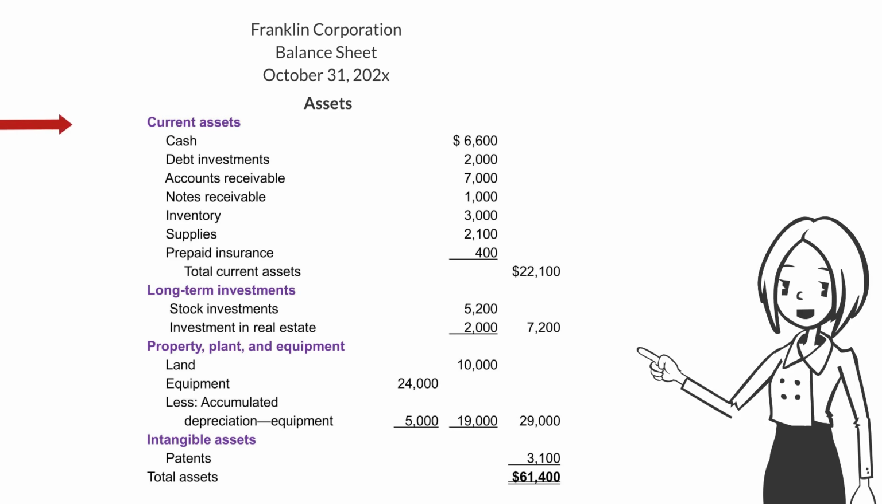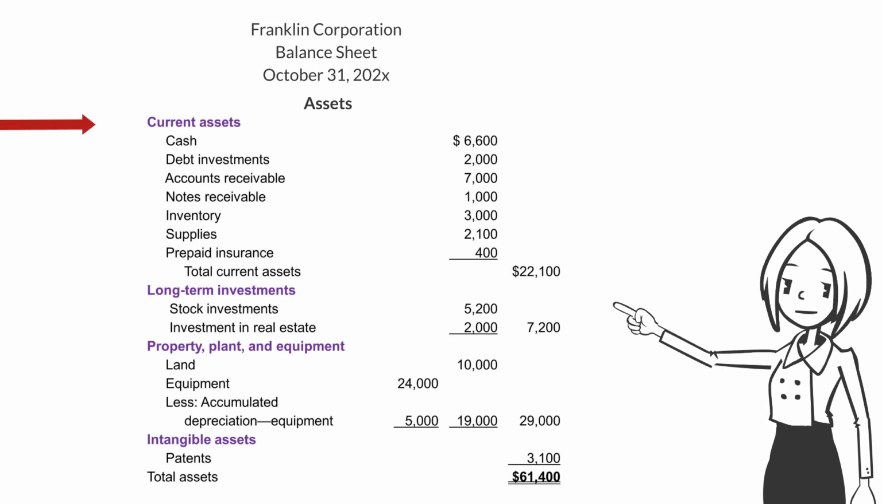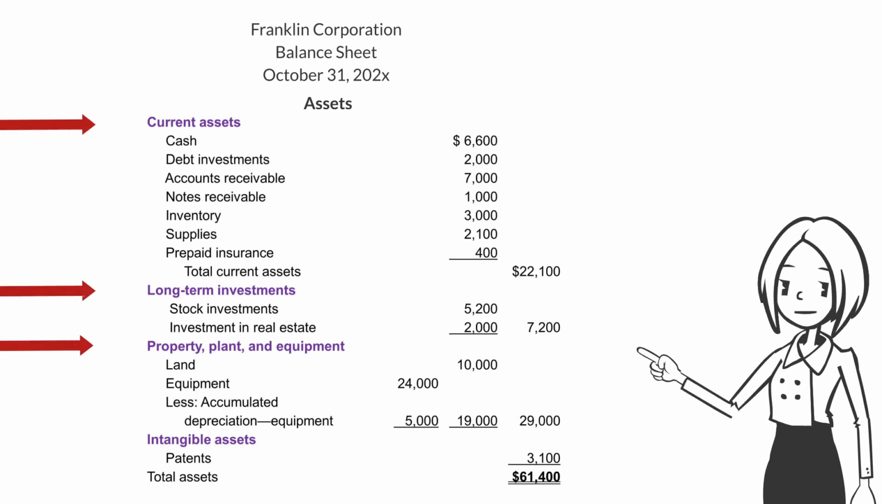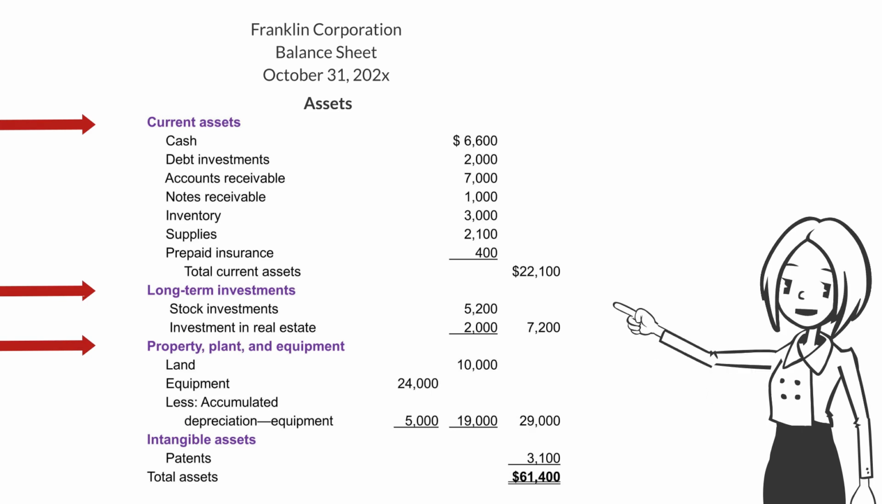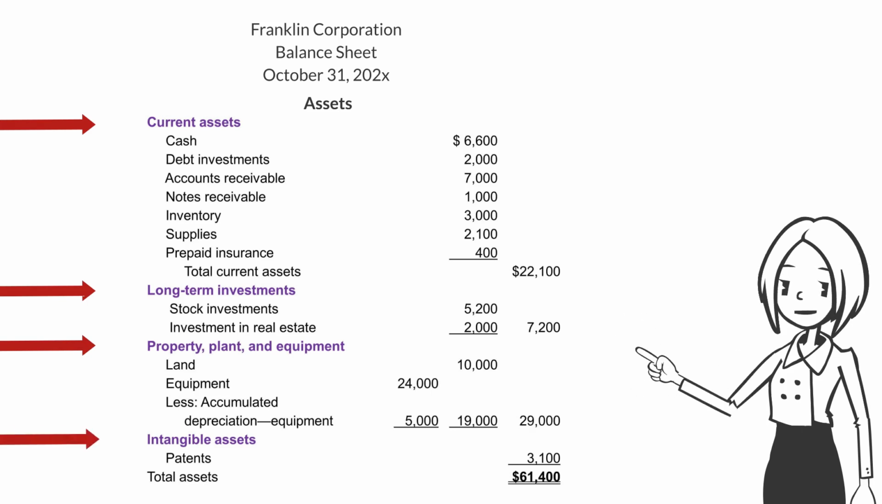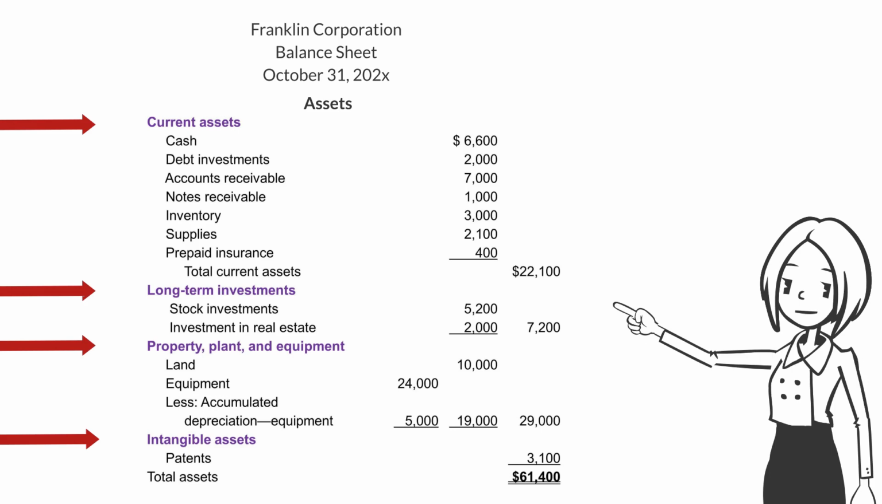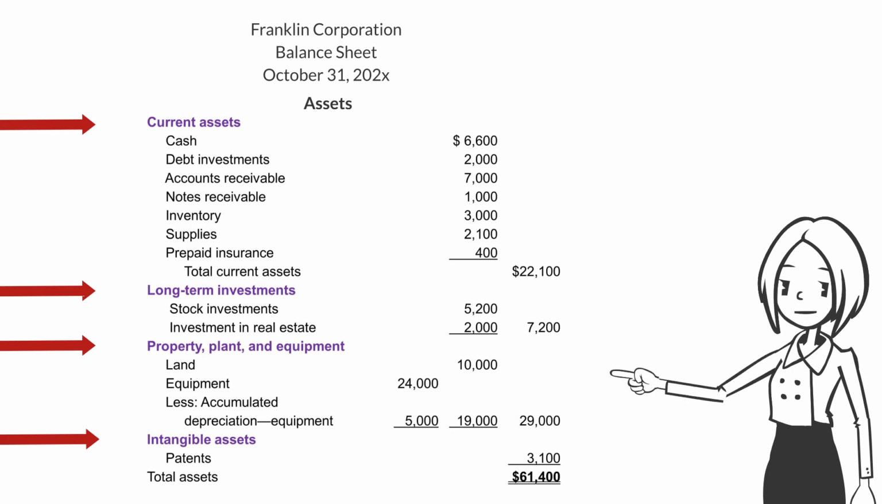We list our current assets first, followed by long-term investments, then property, plant, and equipment, and lastly, intangible assets. We'll talk about each of these classifications in detail. These groupings help financial statement readers determine such things as whether the company has enough assets to pay its debts.